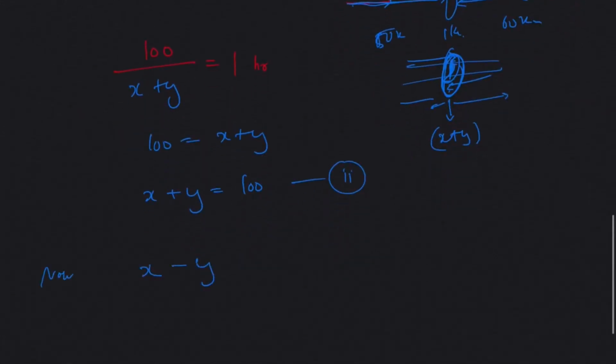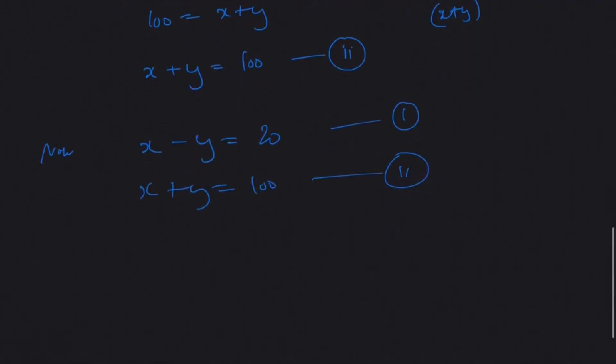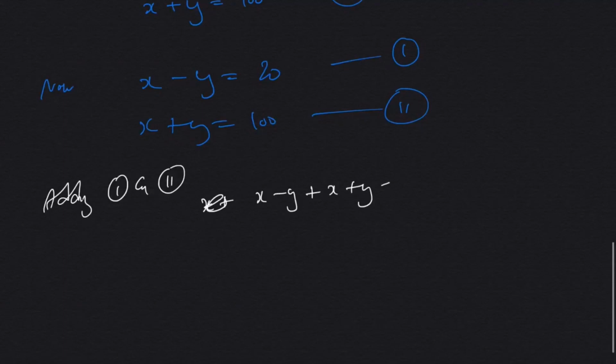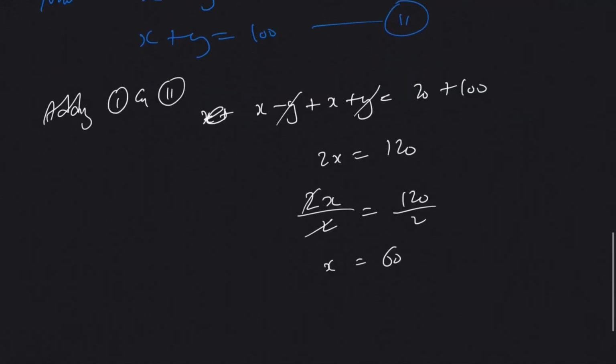So we have our two equations. x minus y equal to 20 is equation 1, and x plus y equal to 100 will be equation number 2. I think you can do the solution, but if you want, I can do it. Let's just do it quickly by adding 1 and 2. x minus y plus x plus y equal to 20 plus 100, so 2x equal to 120, 2x by 2 equal to 120 by 2, x equal to 60.